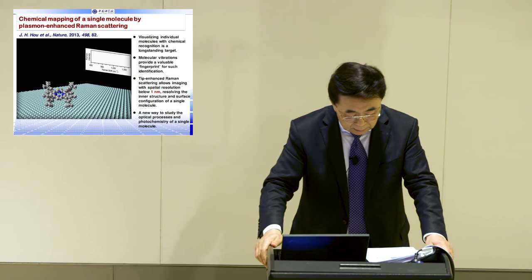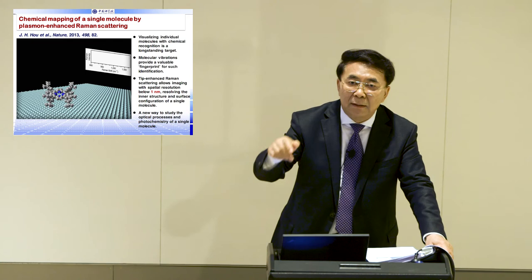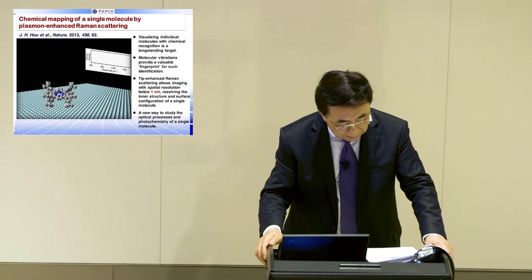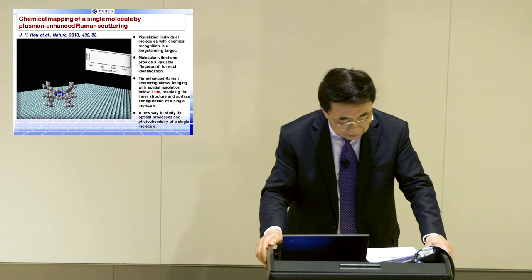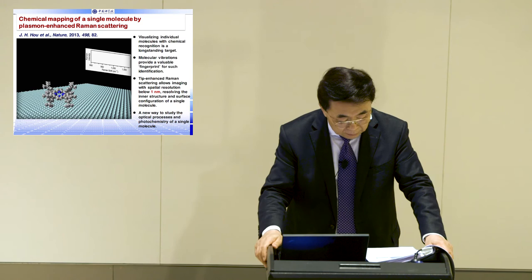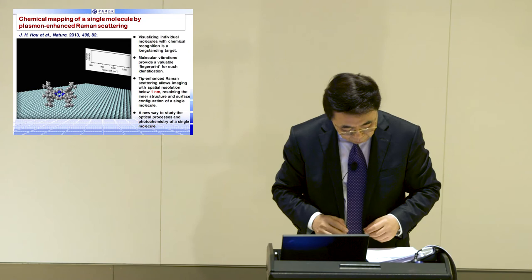Professor Hu Jianguo, who used to be the president of USTC, the University of Science and Technology of China, but has now moved to other governmental agencies, led the research group there to demonstrate Raman spectral imaging with a spatial resolution below 1 nanometer, resolving the inner structure and configuration of a single molecule. This technique not only allows for chemical imaging at the single molecule level, but also offers a new way to study the optical processes and photochemistry of a single molecule.